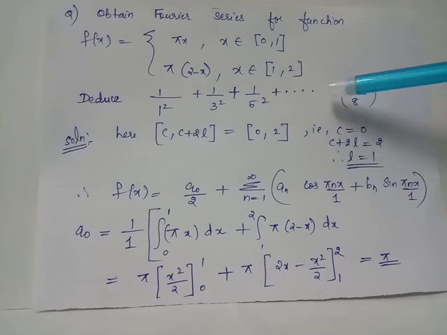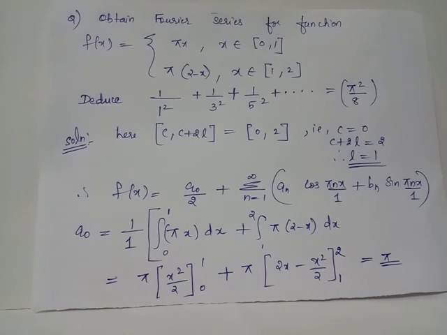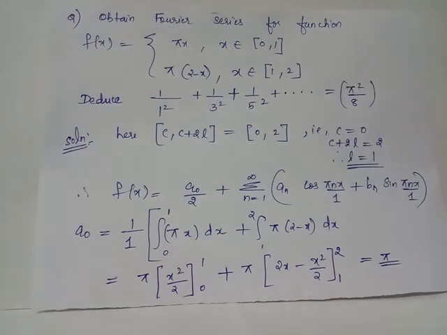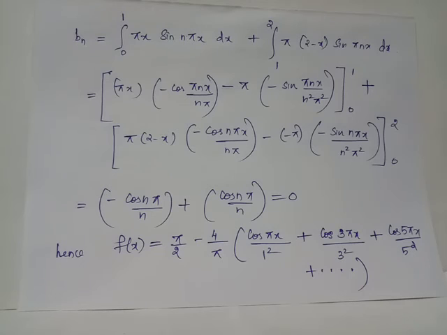Since we wish to prove this result, when you give x equals 2, in the function definition we have for x equals 2, this is the interval we have to consider, that is f of x equals f of 2 equals pi times 2 minus 2, that is at x equals 2, f of x equals 0. Thus, in the Fourier series expansion, LHS becomes 0 for x equals 2 and RHS becomes pi by 2 minus 4 by pi cos 2 pi divided by 1 square plus cos 6 pi divided by 3 square plus cos 10 pi divided by 5 square plus etc.